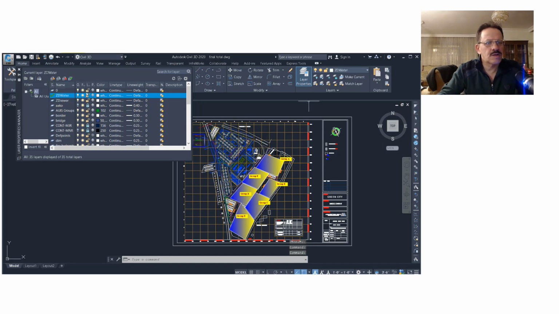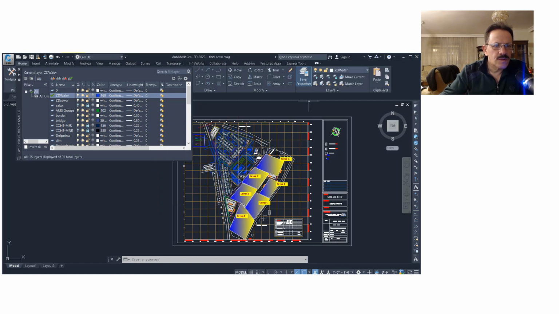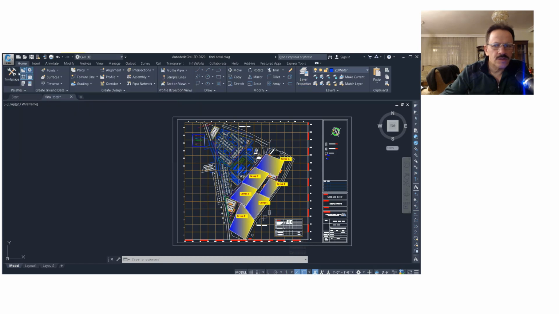Now I am with the current layer, and I can change some properties of this layer. For example, I want to make it green or blue. Now you are in the new layer, which means that you have layer D.